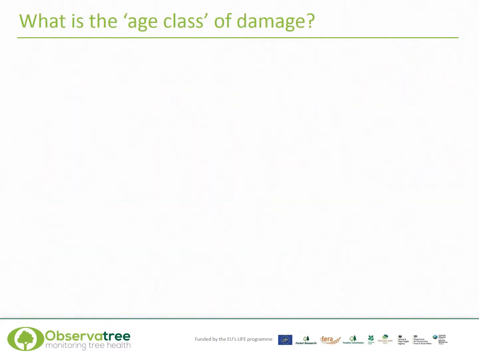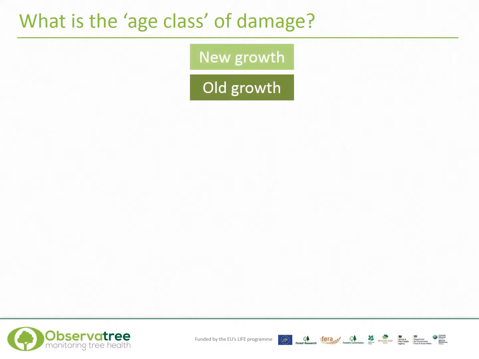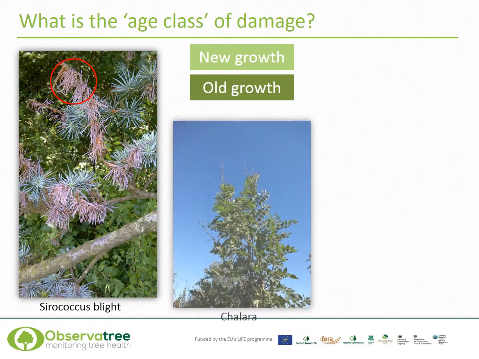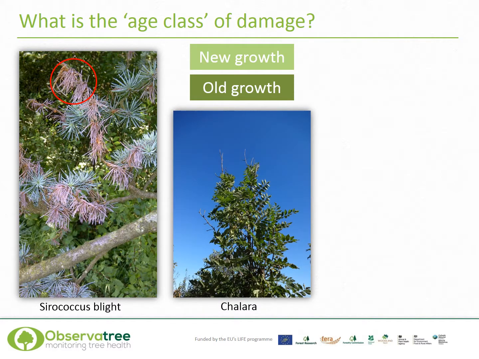Sometimes damage will be restricted to different age classes of the tree, for example, new growth or old growth. Pestalotiopsis blight of cedars starts by infecting the shoots and new growth of its host in the spring, turning them a distinctive pink colour. Dieback, such as that caused by the fungal pathogen Chalara on ash, results in shoot death and dieback, working from the tip of the branch towards the tree.